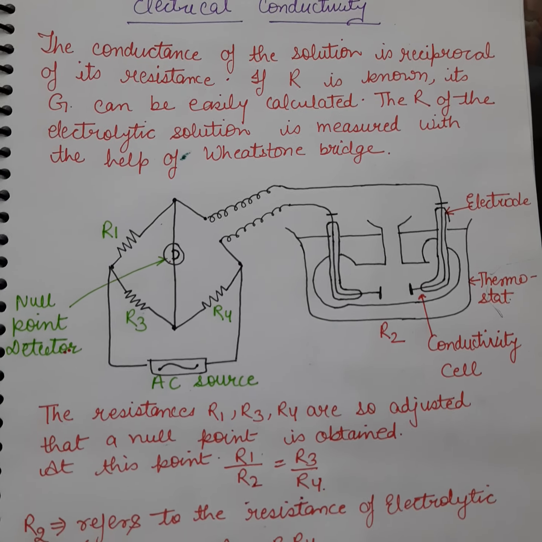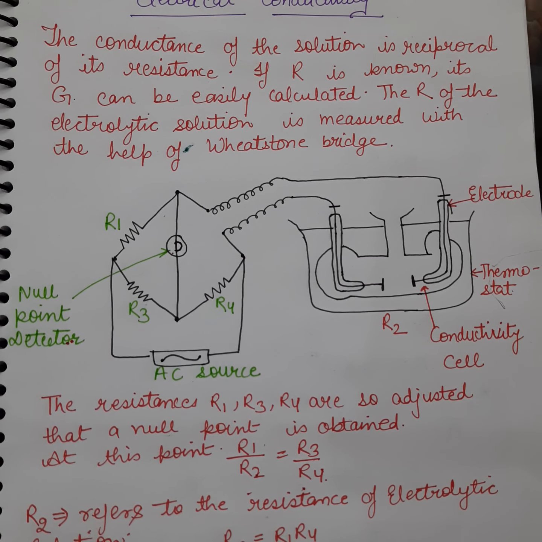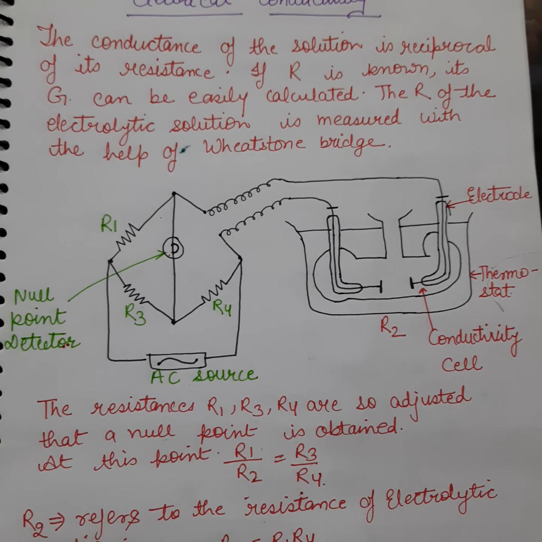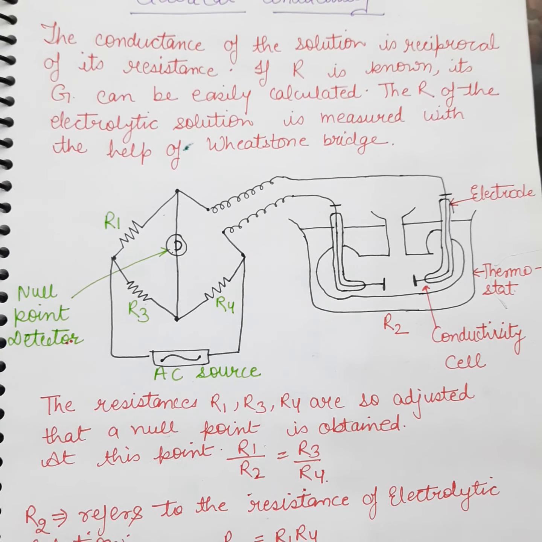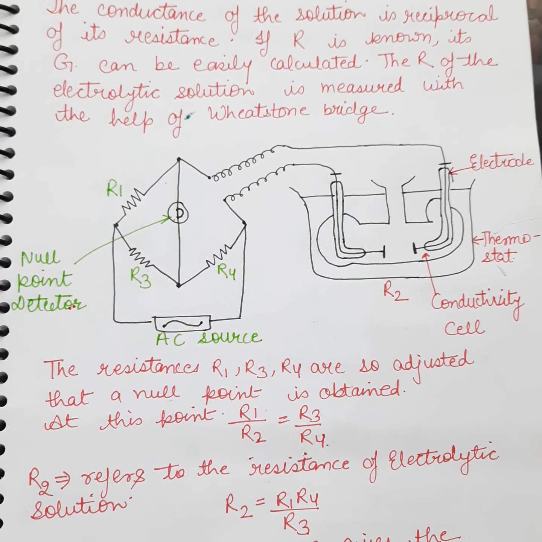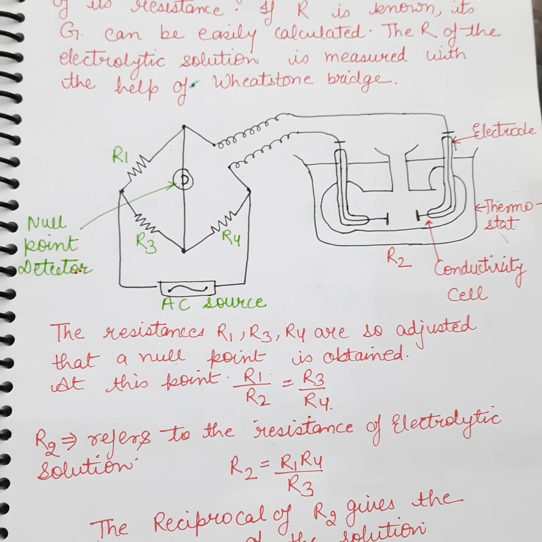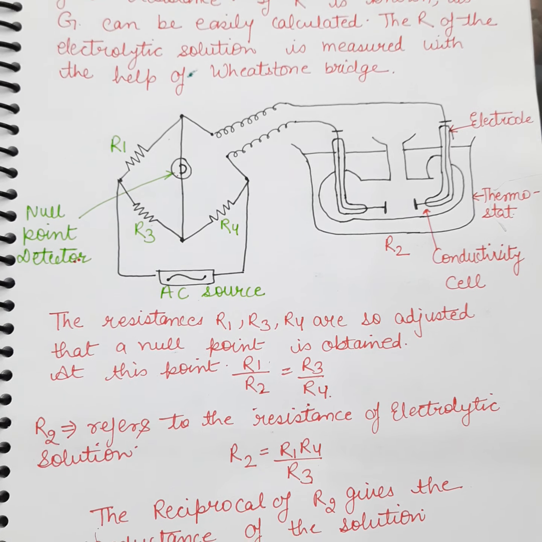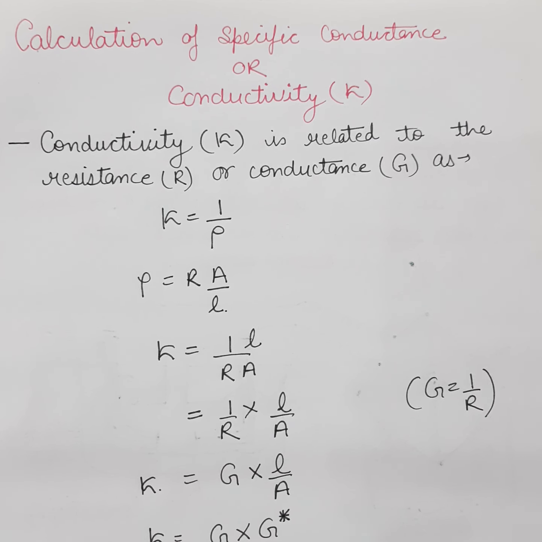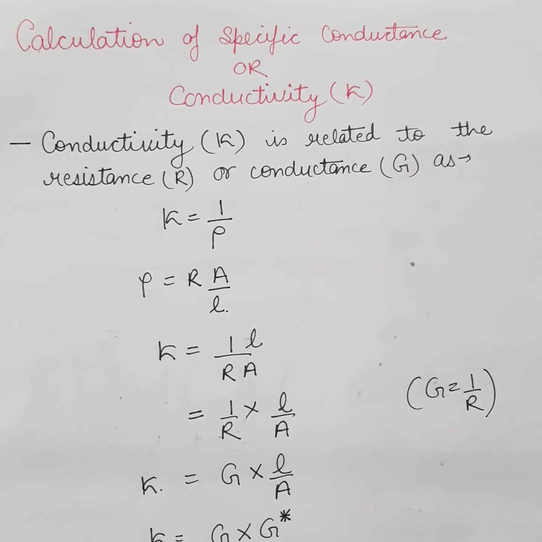Now if R2 refers to the resistance of electrolytic solution, remember students, this R2 refers to the resistance of electrolytic solution, then R2 is equal to R1 into R4 divided by R3. We all know that the reciprocal of resistance gives the conductance of the solution. So we can simply imply from this that the reciprocal of R2 gives the conductance of the solution. Now students, knowing the values of R1, R3 and R4, the resistance of the electrolytic solution R2 is calculated.